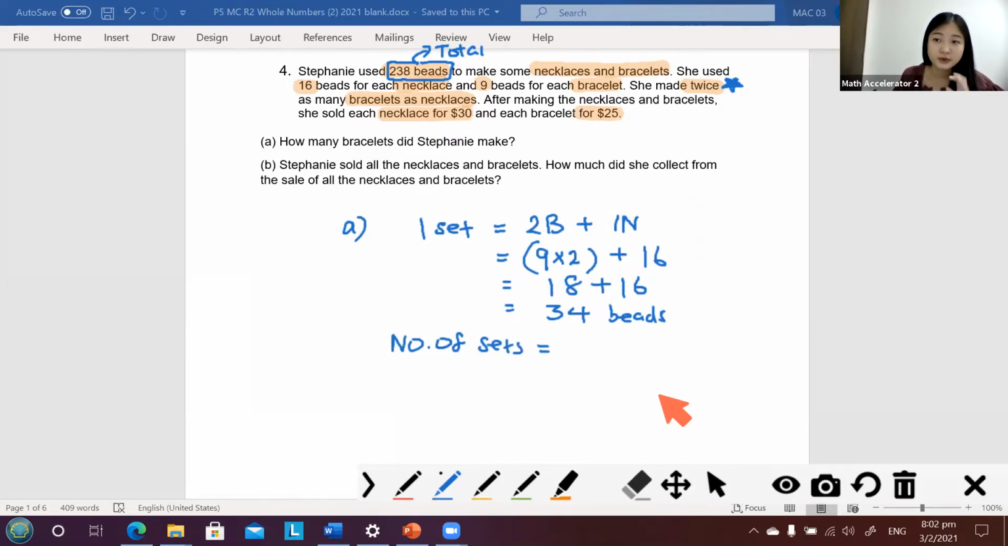Okay, good. Divide. But what divide by what? Okay, number of sets. If you forgot, you can go back to question 1 to 3. What did we do to find the number of sets? Yes. Total 238 divide by the value of one set, which is 34. So after you find the number of sets, you need to find the number of bracelets.